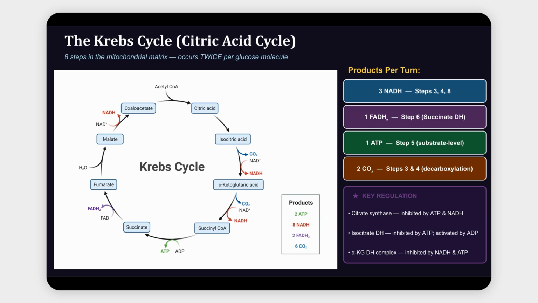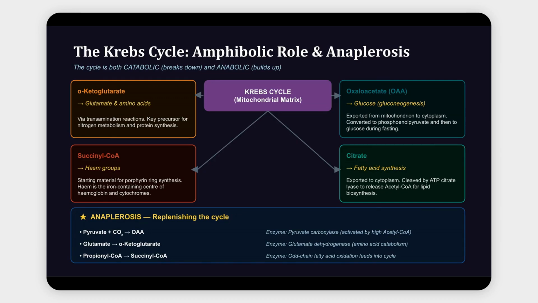Let's talk about the other role of the Krebs cycle. The Krebs cycle is not purely catabolic. No, far from the truth. It is what we call amphibolic. This means that it serves both breakdown and synthesis functions at the same time.